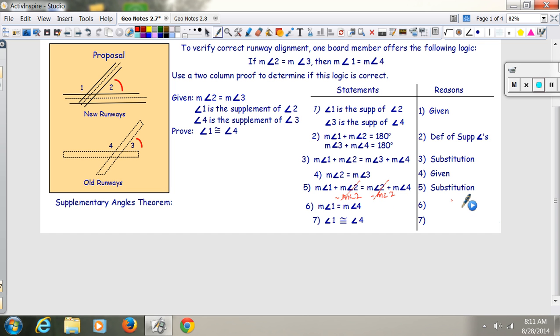So what would I have to put here? What did I do? Subtraction property of equality, or subtraction property. Subtraction property said you can subtract on both sides, and it will stay equal. If two angles have the same measure, they have to be congruent to each other. That's just definition of congruence. If they're the same measure, they have to be congruent. Definition of congruence.